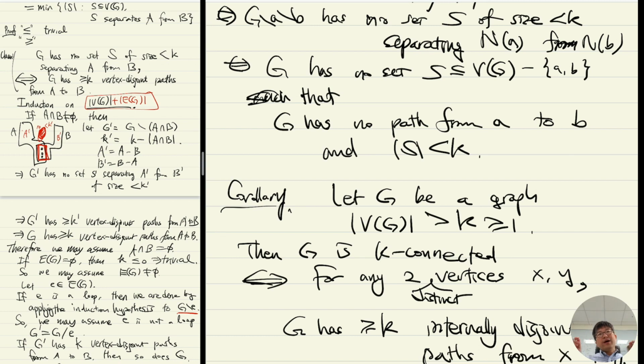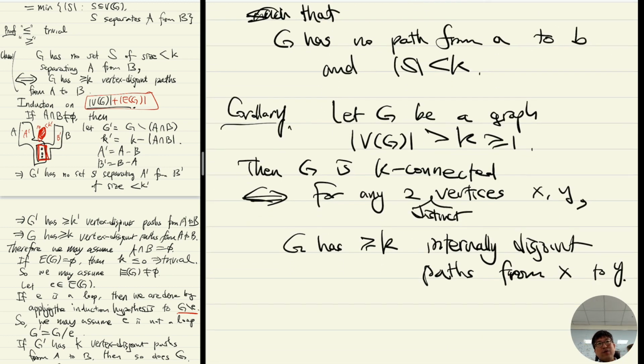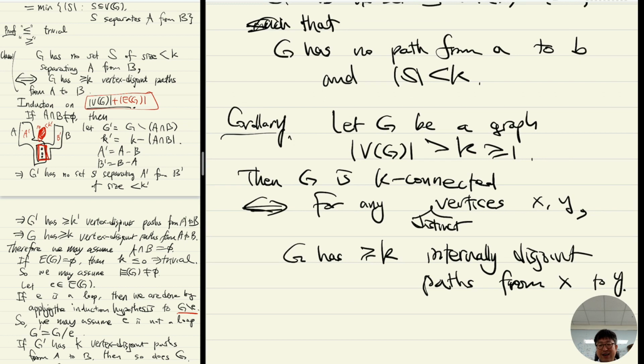So remember, we had a characterization of two connected graphs: for a graph with more than two vertices, and for any pair of vertices, you have a cycle containing them. Another way of saying the same thing is for any pair of distinct vertices, you have two internally disjoint paths. Now we want a generalization. Instead of two connectedness, I have K connectedness. And in order to say a graph is K connected, we need to say that for any pair of vertices, you have K internally disjoint paths from one to the other.